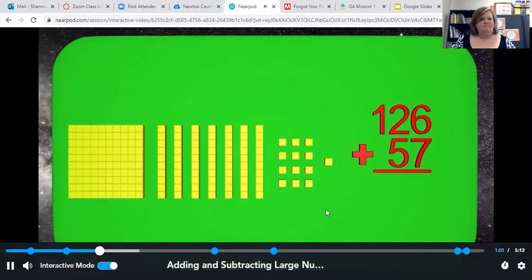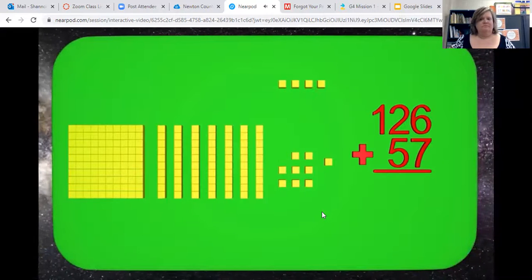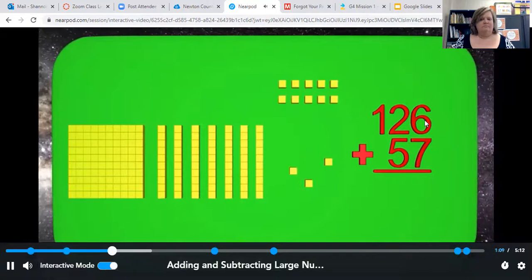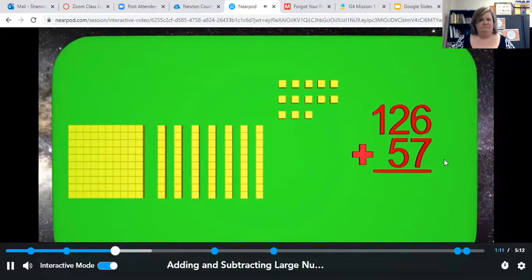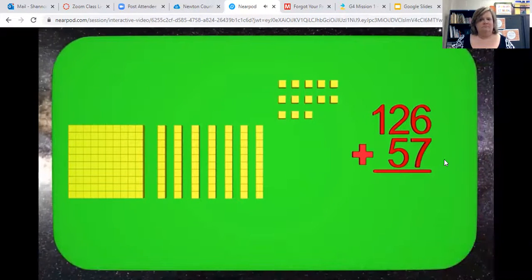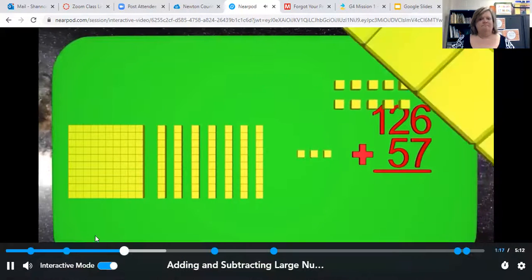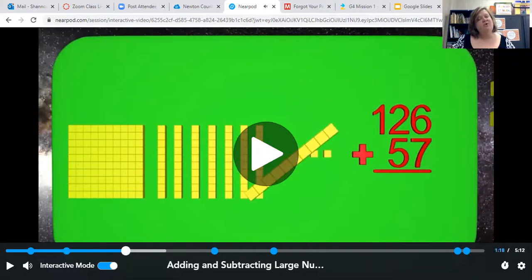Now we add them starting with the ones. We have 1, 2, 3, 4, 5, 6, 7, 8, 9, 10, 11, 12, 13. We have 13, but when we get to 10, we need to trade the 10 ones for a tens block. Now, we know that because we've been doing place value and we've been grouping and bundling. We've called it bundling. So we've bundled a 10 and moved it to a 10.